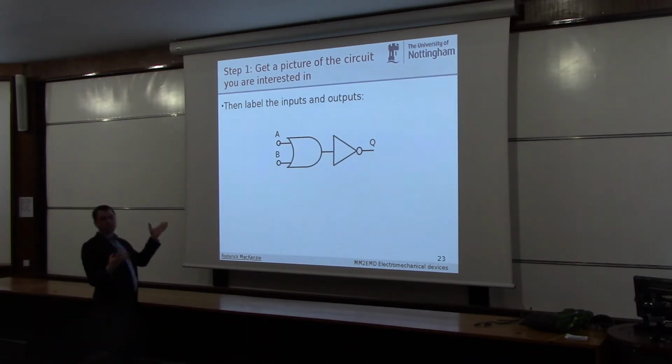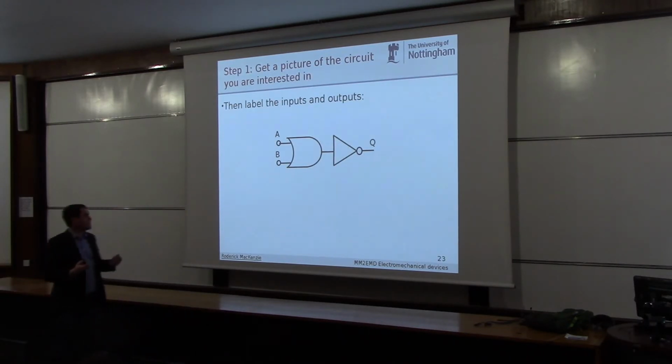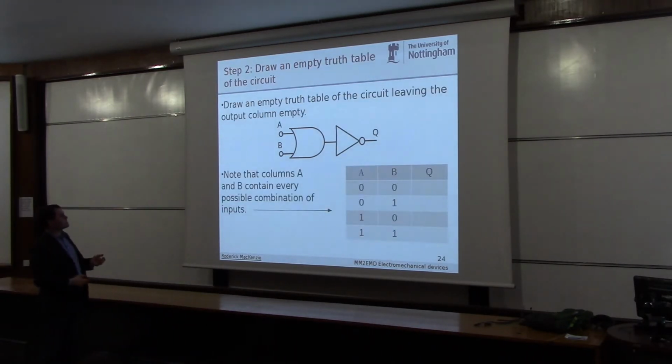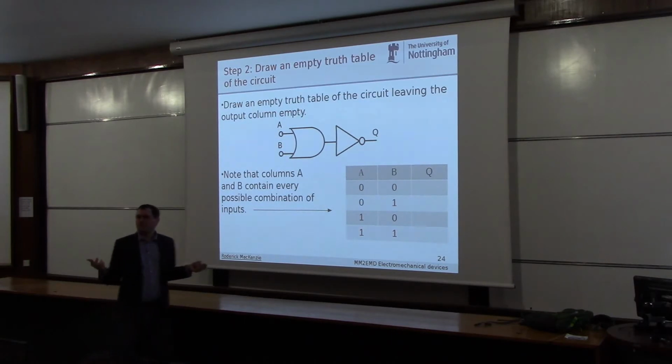And you can probably guess what this circuit does now, but this general strategy will teach you how to analyse any circuit. So here we go. We basically write A and B are the inputs and Q is the output. Then on the input, all you do is you count up in binary.